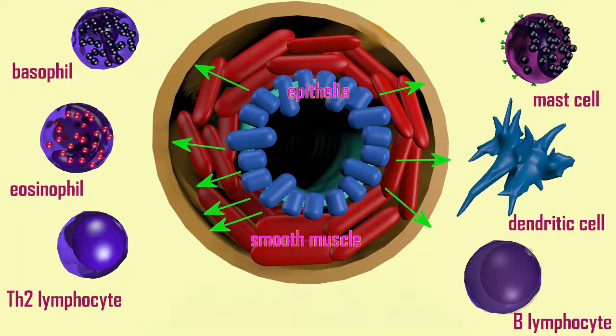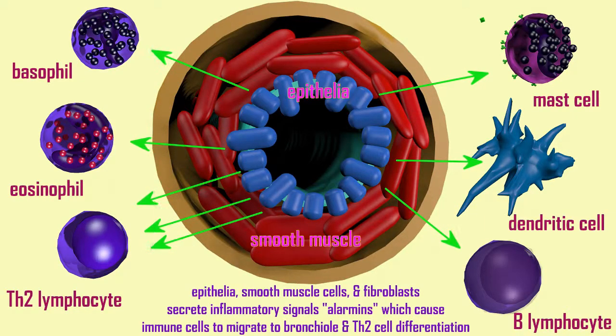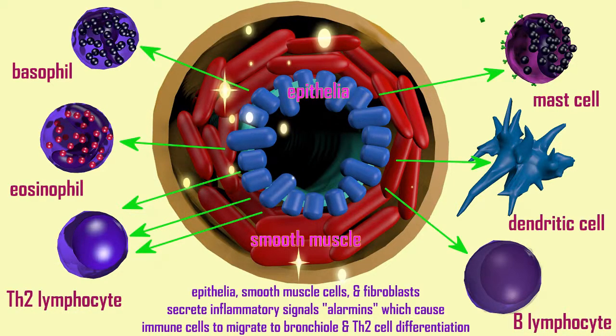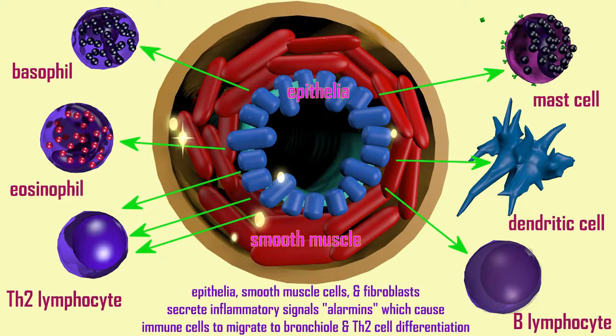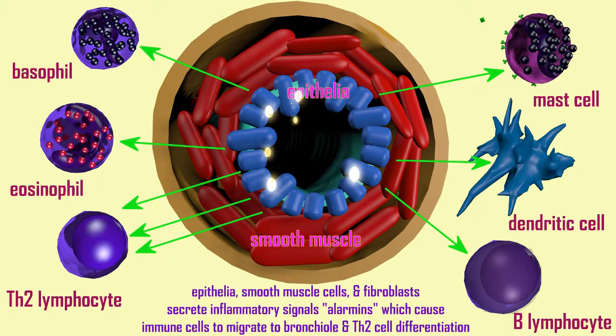Upon exposure to pollutants, allergens, and other noxious stimuli, the epithelia, the smooth muscle cells, and the fibroblasts can release inflammatory signals, which then cause increased migration of various white blood cells from the blood vessel. They also then can help naive T helper cells mature into the Th2 lymphocytes, which promote inflammation.